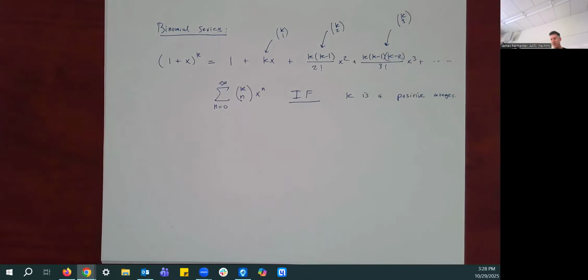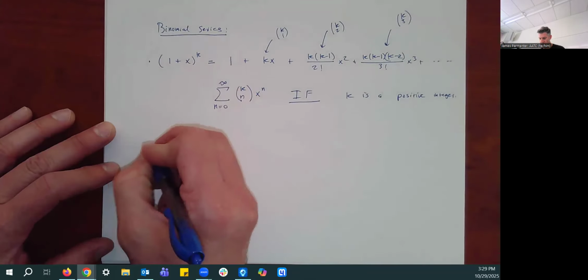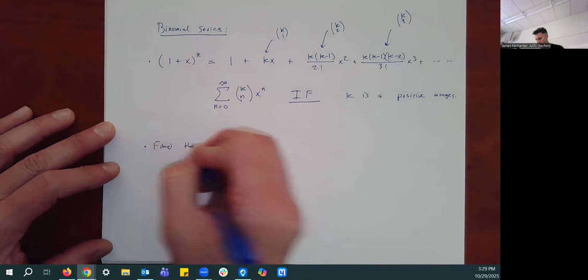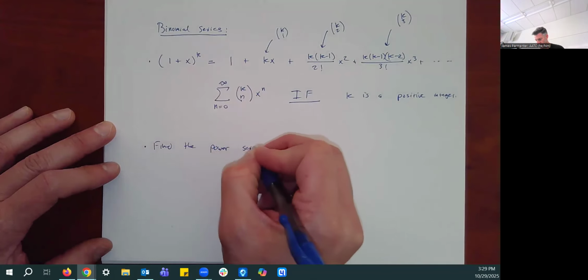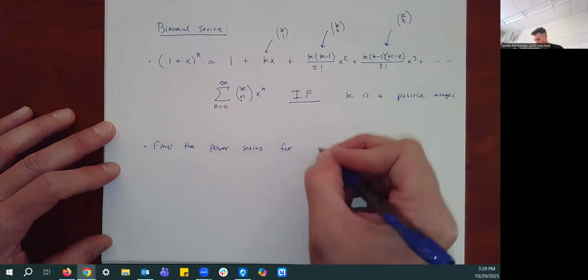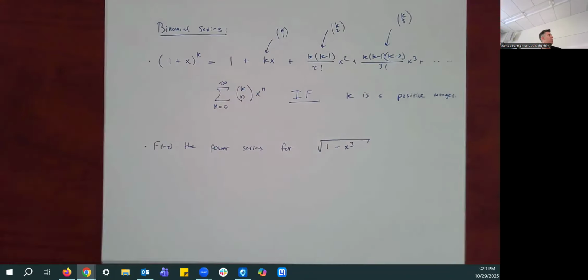And the thing here is that you don't actually use this series if k is a positive integer, because you can multiply out 1 plus x to the 7th power. You don't need a power series for that. So although you could use this if k is an integer, we really don't. This is more useful, for example, to find the power series, Taylor series, whatever you want to call it, for the square root of 1 minus x cubed.